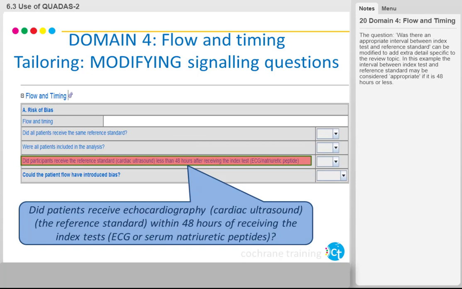The question, was there an appropriate interval between index test and reference standard, can be modified to add extra detail specific to the review topic. In this example, the interval between index test and reference standard may be considered appropriate if it is 48 hours or less.